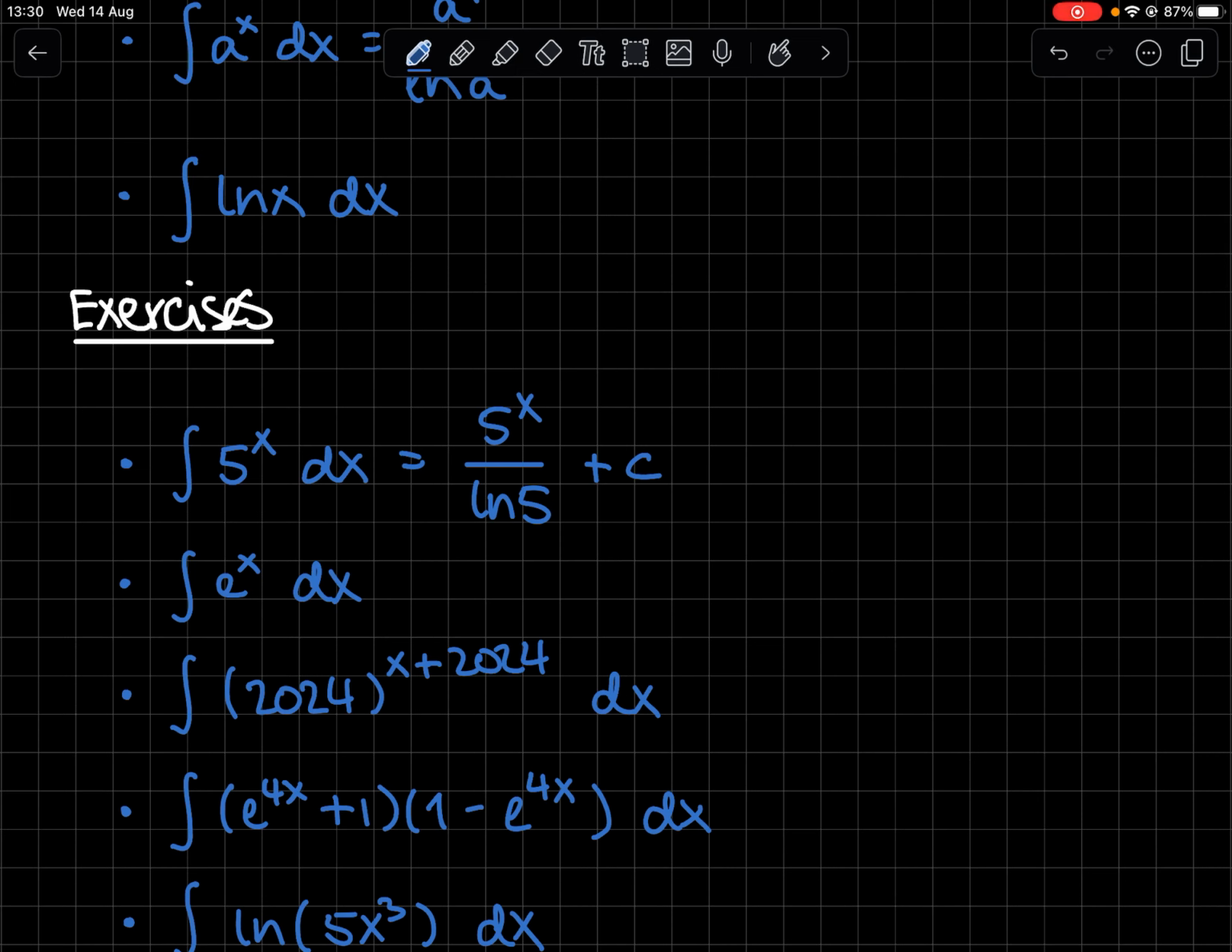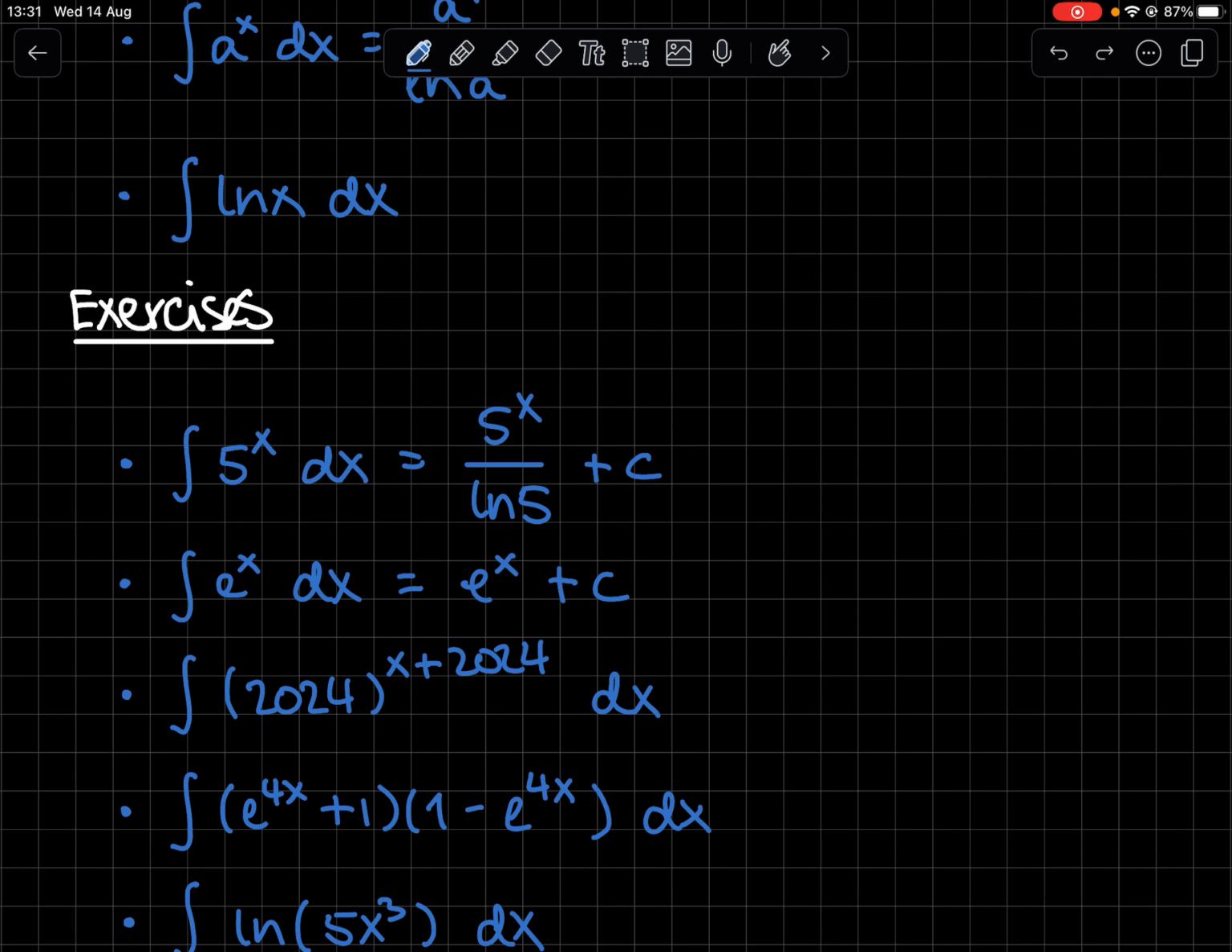Next, the integral of e to the power of x dx is just e to the power of x plus c. Remember, e to the power of x is a function which is its own derivative. So the integral of e to the x and the derivative of e to the x are both just going to be e to the x. But of course, if you have an integral, you also have to add plus c. An indefinite integral, that is.